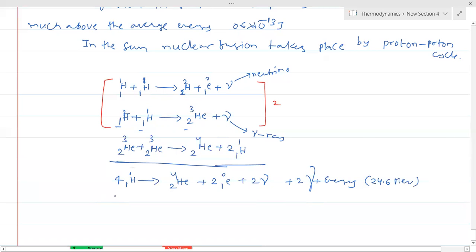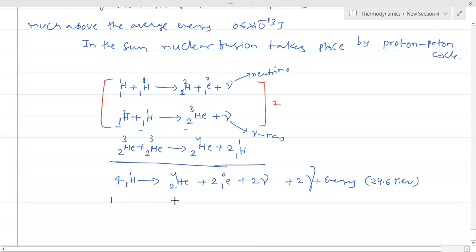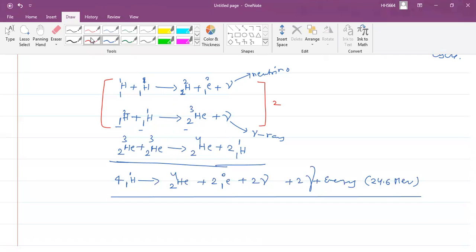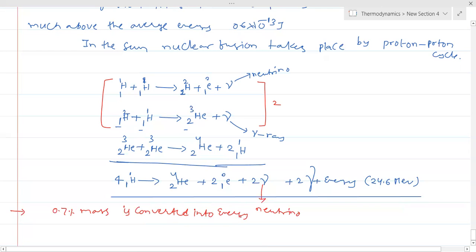In this way, generally 4 protons are combined to produce 2 helium-4, and in addition we have 2 positrons. Every positron is always associated with a neutrino, so you need to remember this as neutrino. And we have the energy 24.6. One important point to remember is that 0.7% of mass is converted into energy.